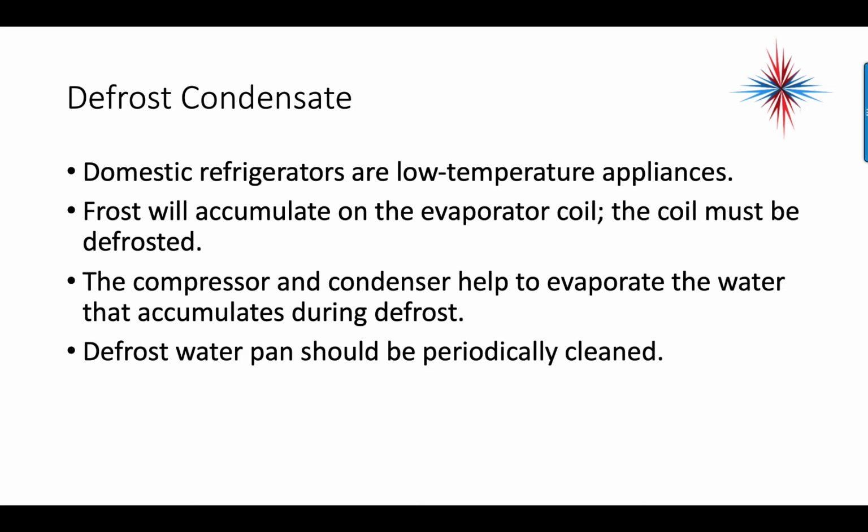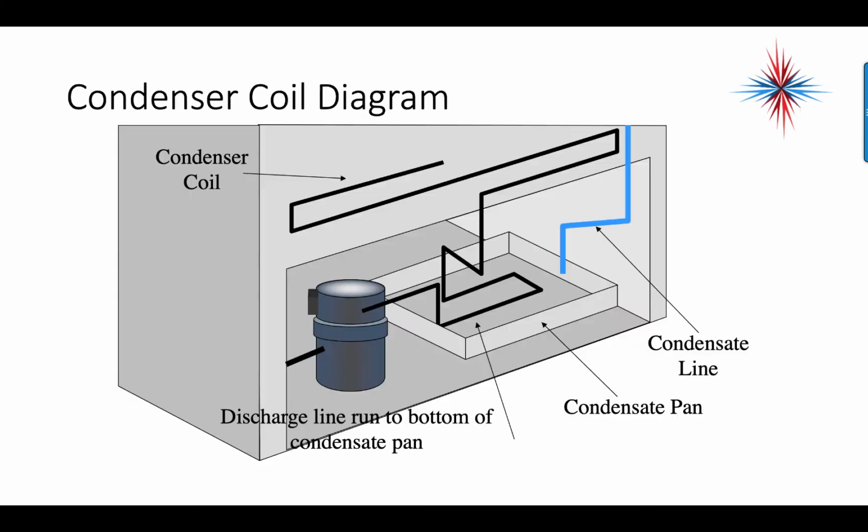So when a unit goes into defrost, it's going to create water called condensate. Domestic refrigerators are low temperature appliances. Frost accumulates on the evaporator coil. The coil must be defrosted. The compressor and condenser help evaporate the water that accumulates during defrost. The defrost water pan should be periodically cleaned because it will build up what we call slime.